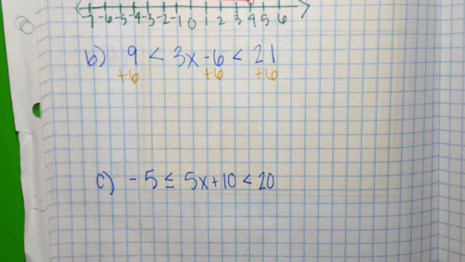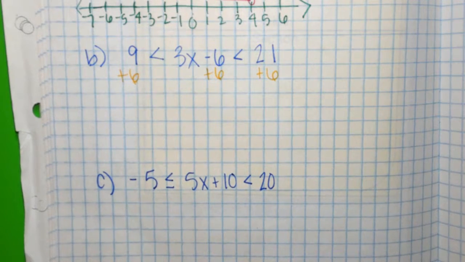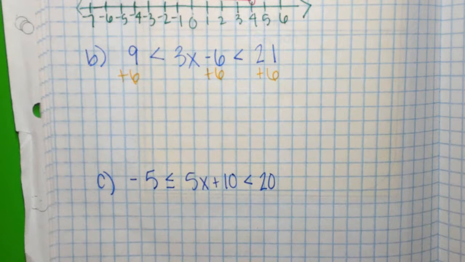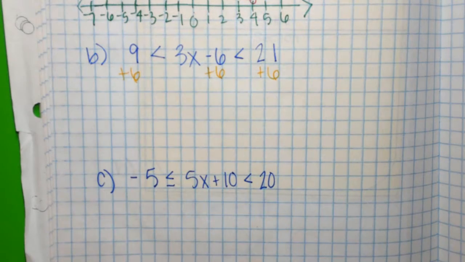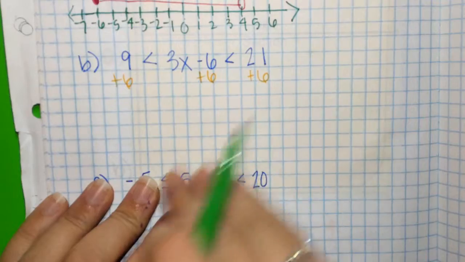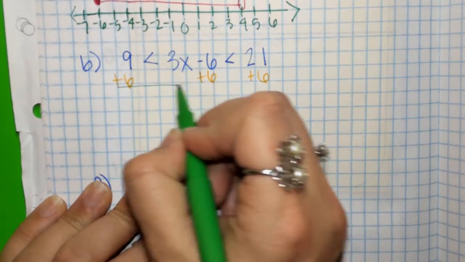Why do we not add 6 to the 3x, Damien? You said why do we not add it to the 3x? Because it has a thing. What is that thing called? A variable, and they're not what? Like terms. There you go.